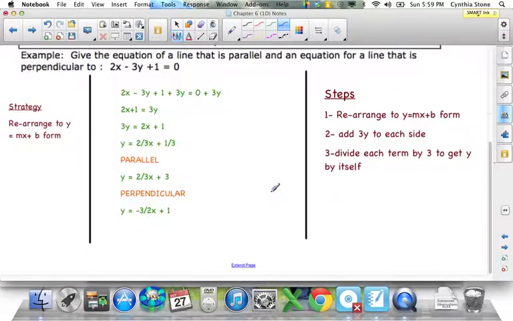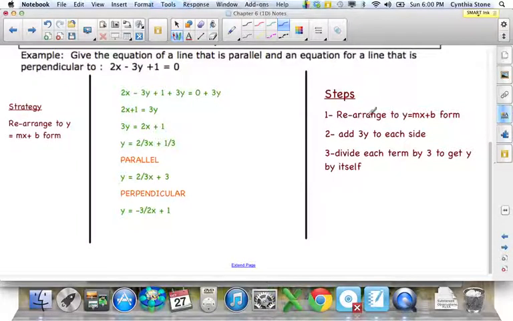Okay. Give the equation of a line that is parallel and an equation for a line that is perpendicular to a line in standard form. So the strategy is, really just rearrange it to y equals mx plus b form. Okay. So the step is rearrange. So how we do that is first rewrite the equation and add 3y to each side to begin. That's the very first thing I did, okay? So I added 3y to each side. You end up with 2x plus 1 equals 3y. I flipped it around, so I have the y's on the left.